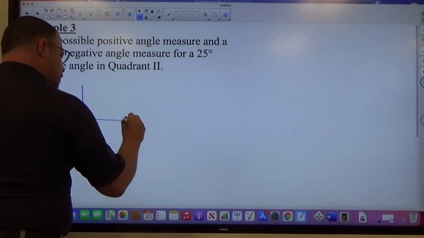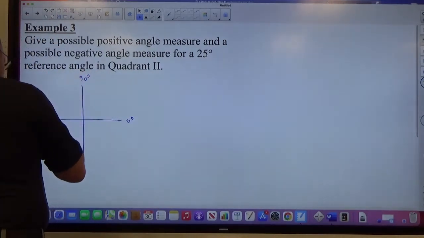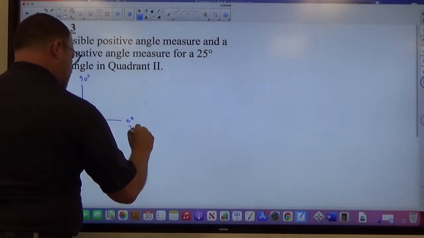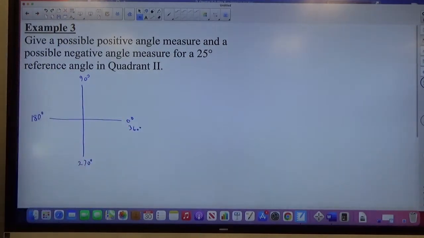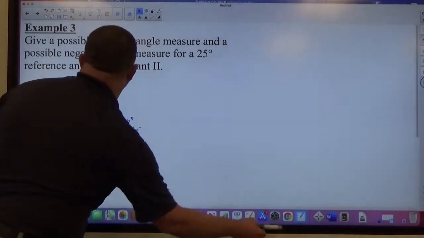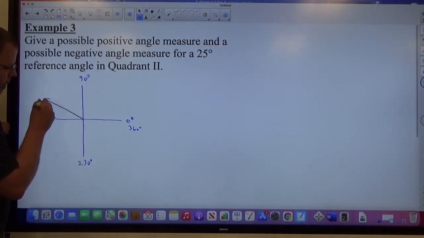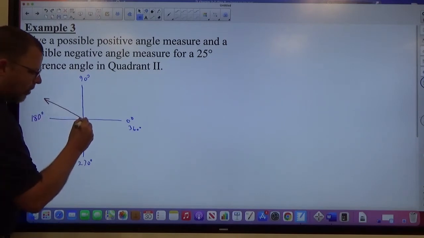So 0, 90, 180, 270, 360. Always start off when you're doing these problems by putting an XY axis there and putting your angle measures in the XY axis. It tells us the reference angle, the 25-degree angle, happens in quadrant 2. So our terminal side, they're telling us, is in quadrant 2. So I'm going to draw my vector into quadrant 2. My initial side's always the positive x-axis.